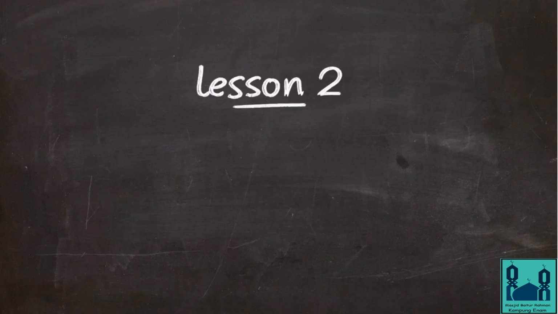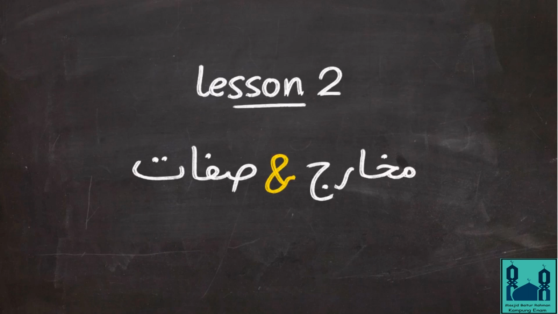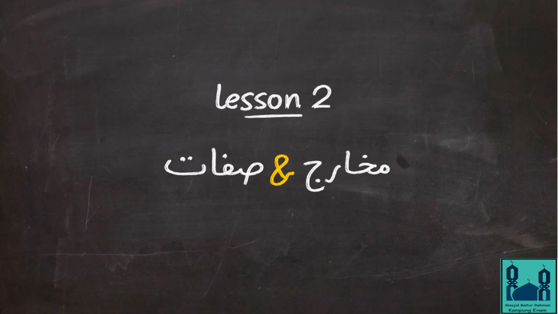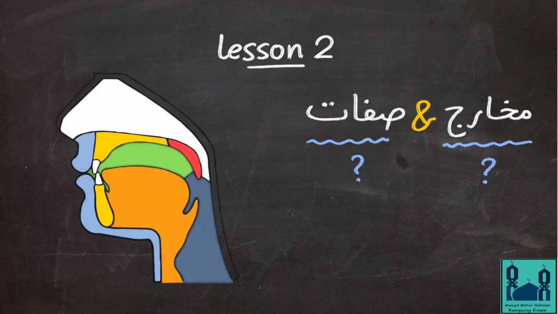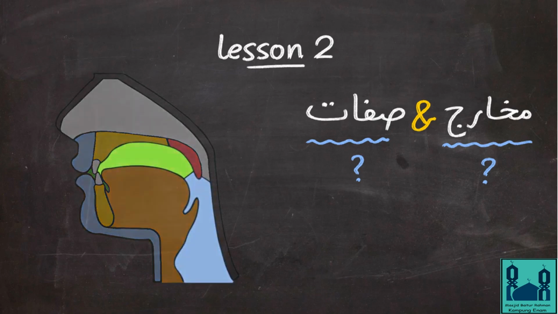This is lesson 2 of Mahraj and Sifattul Huruf series. Last lesson we learned the meaning of Mahraj and Sifat. We learned the names of the 5 main areas from which a sound is produced. We also learned that each of these 5 areas contains one or several Mahraj or articulation points. And we started with the first area, the mouth cavity, which is in Arabic al-jawf, which had only one Mahraj, responsible for pronouncing the 3 long vowels, alif, waw, and ya.